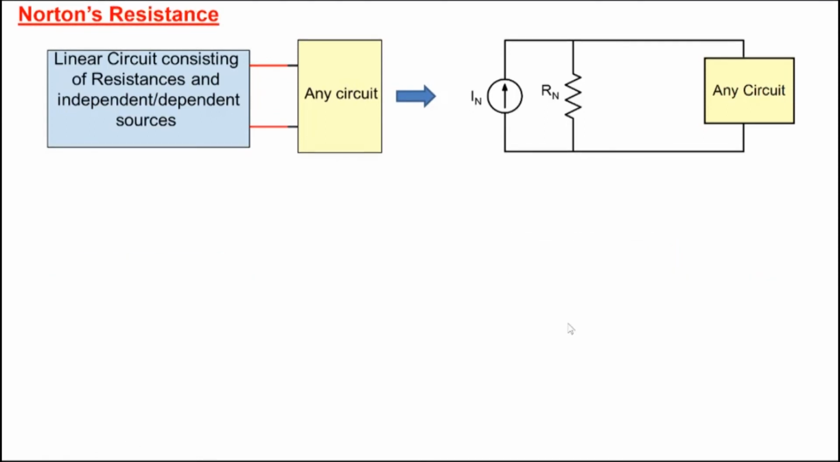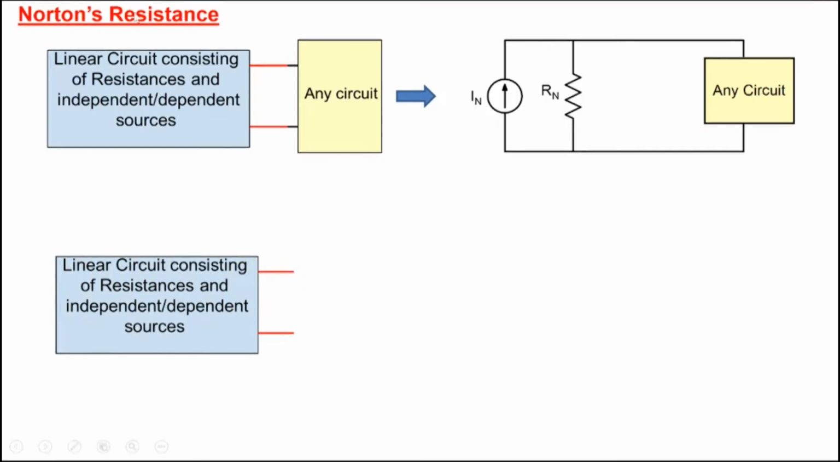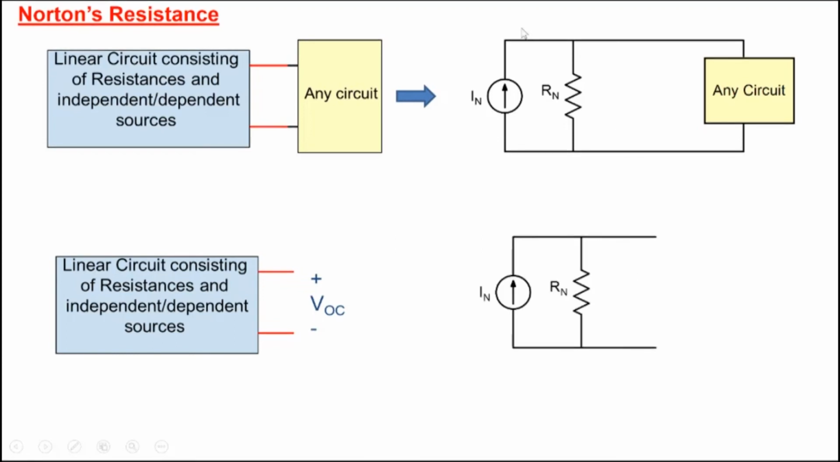Norton's resistance, similar approach. We disconnect this particular circuit here, and we open circuit it here. So the voltage here, let's say, is VOC. We take this part of the circuit, we disconnect it, we open circuit here. When we open circuit here, the voltage here and here should be the same. But we also see that when you open circuit here, this current IN will flow through RN, and so VOC will be equal to IN into RN.